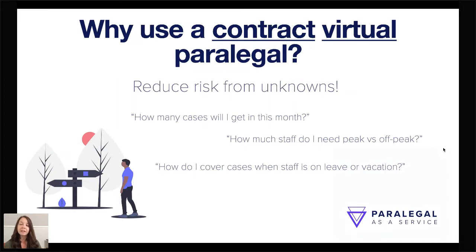And then again, if you're also dealing with situations where staff may be on leave or vacation, you don't want to hire another full-time person. And when that person comes back, now you're going to have this over amount of people to help, but not enough work. So you really, again, can just use what you pay for.